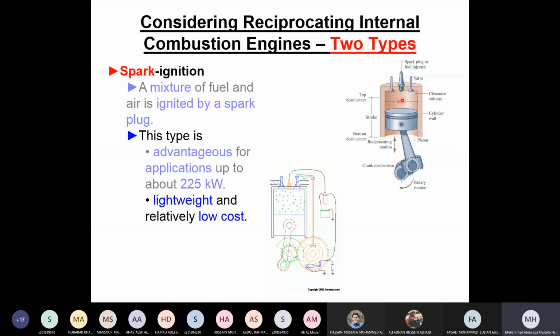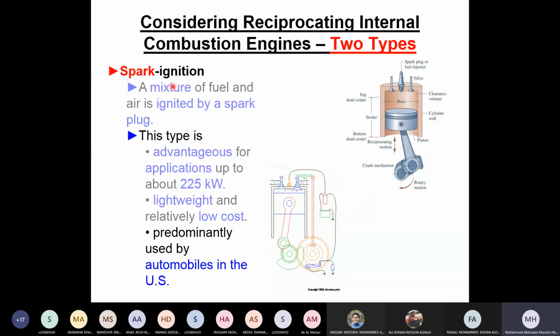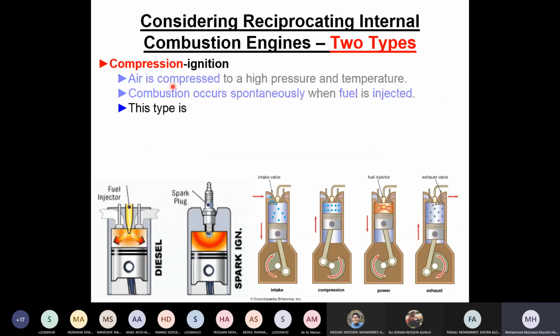How do you get this temperature? In this case, we have a spark. I have fuel and air here, and I want to increase the temperature. To increase the temperature in the spark ignition engine, we have a spark, and this spark will cause the fire. This is what we call the spark ignition engine, the gasoline engine in most of our cars. What's the other type here?